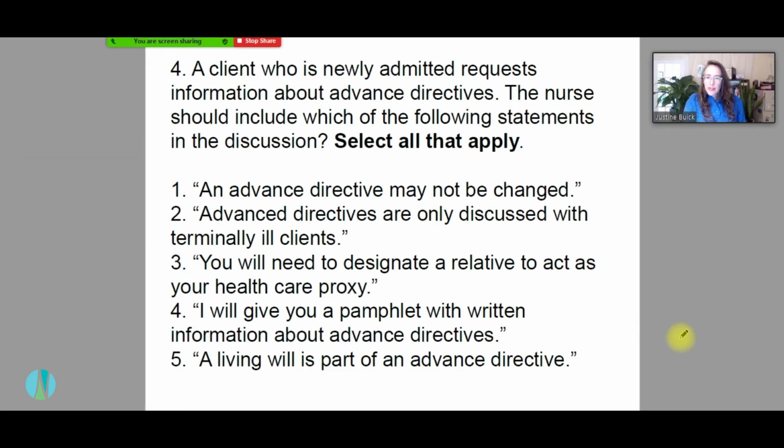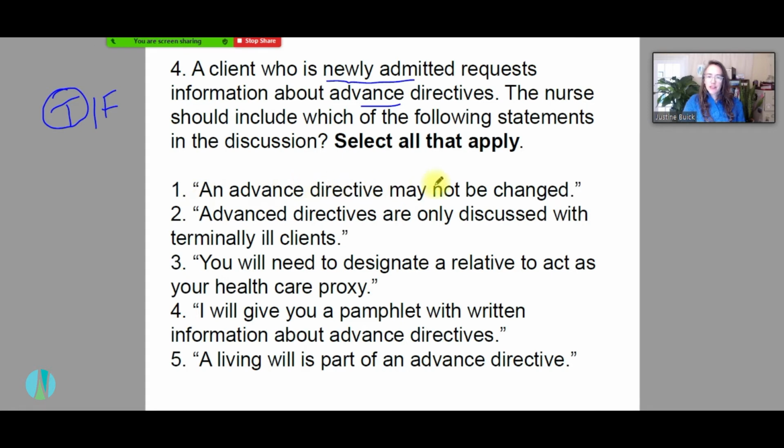Okay, so this one right here, it looks like it's about advanced directives. A client who is newly admitted requests information about advanced directives. So of course you would want to know what advanced directives are. The nurse should include which of the following statements in the discussion, select all that apply. So I know it's the dreaded select all that apply, but it's okay. When you get them, you just want to do your best. So it's just basically, what are you going to do, true or false, for advanced directives? So let's go through them one by one and decide.